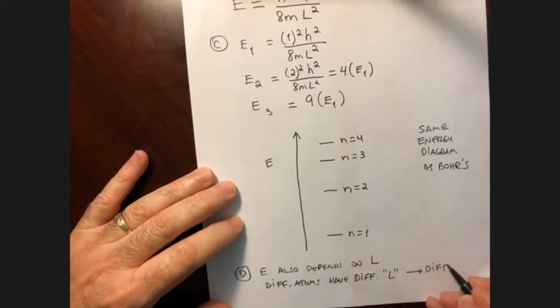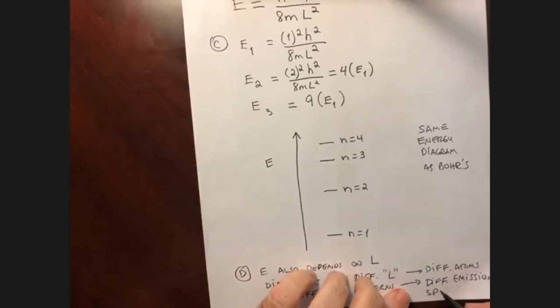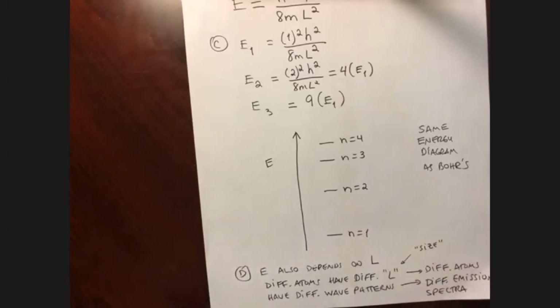So it's different atoms have different wave patterns. And therefore, they're going to have a different emission spectra. Remember we talked about last time how you have helium, you have neon, you have hydrogen, they have different spectra. Well, of course, if different atoms have different L, which means probably size, you are going to get different spectra. And maybe that's why the model of Bohr could not predict the emission spectra of other atoms, but it still works. In other words, at least within these confines, it still works.